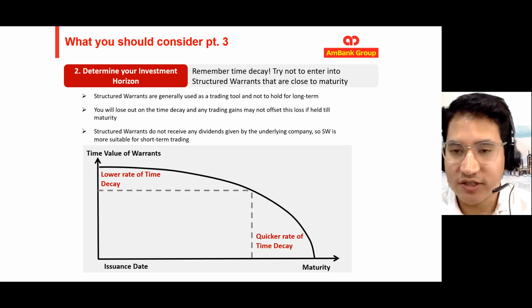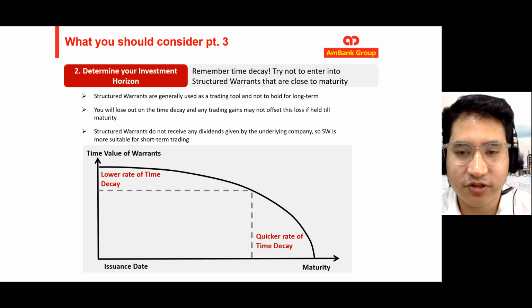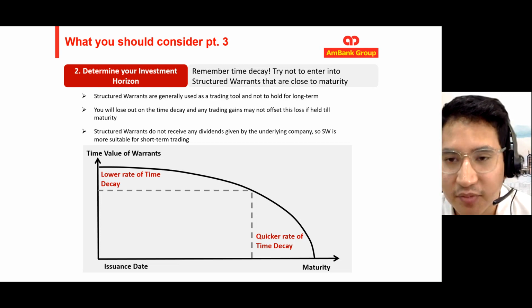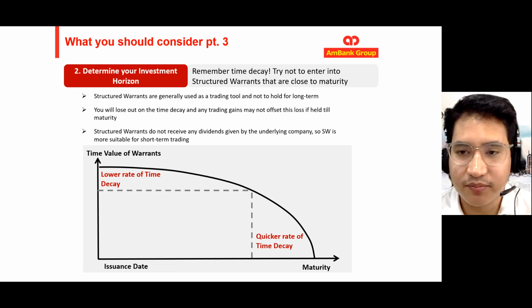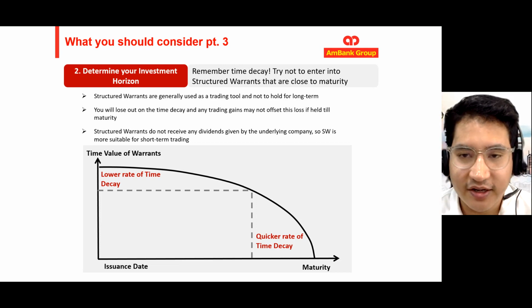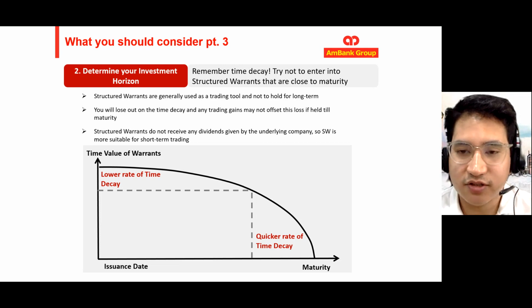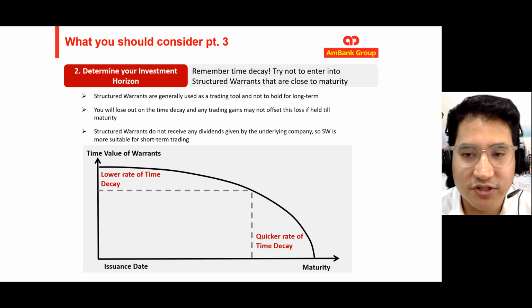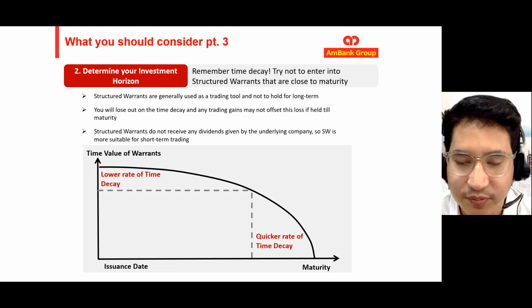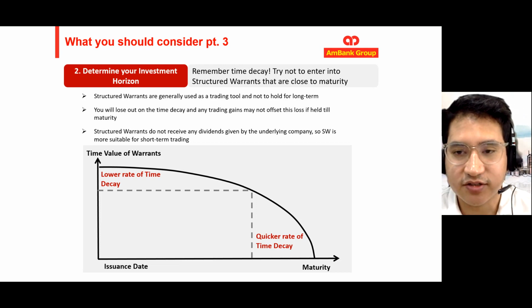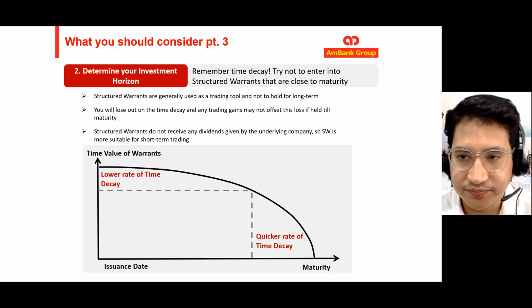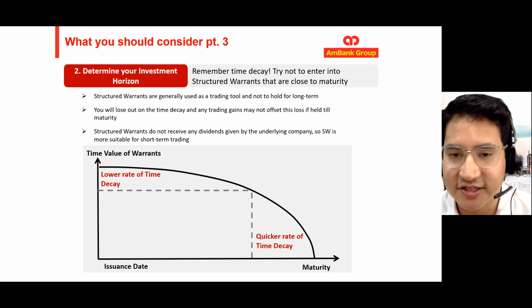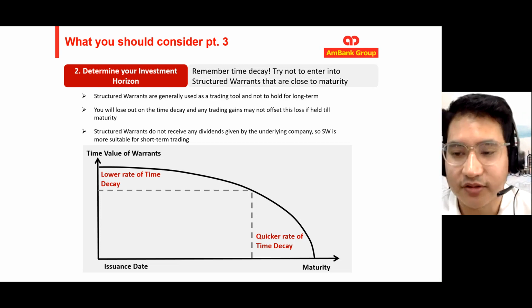So just take note that you will lose on the time decay, and any trading gains that you may have made during the life of the structured warrants may not have offset this loss if held to maturity. And another thing to consider is that if you're a holder of structured warrants, you do not receive any dividends given by the underlying company. So structured warrants, like I said, are more suitable for short-term trading.